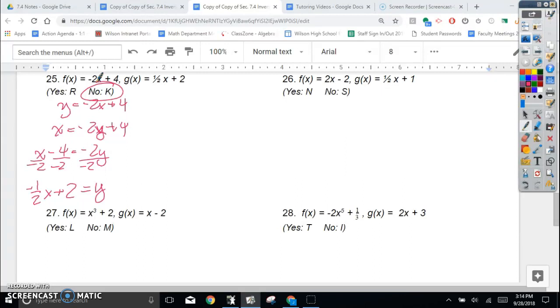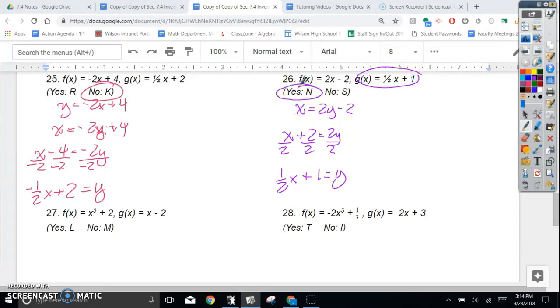All right, moving along, let's go to the next one. So this would be x equals 2y minus 2. Add the 2 over, divide by 2. So we got a half x plus 1 equals y. That's the same thing, so yes. So we're going to pull an N.